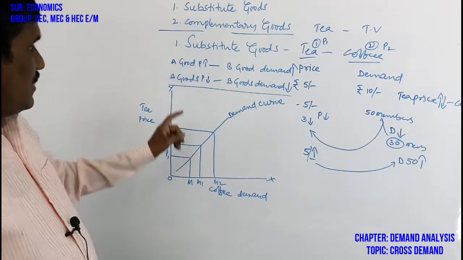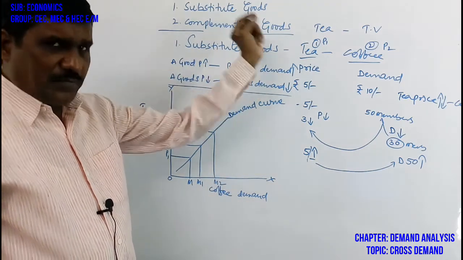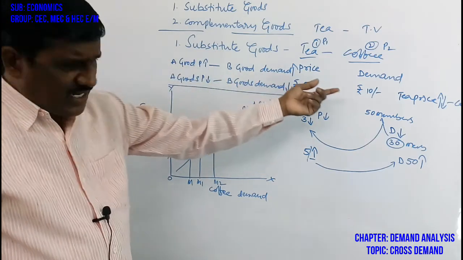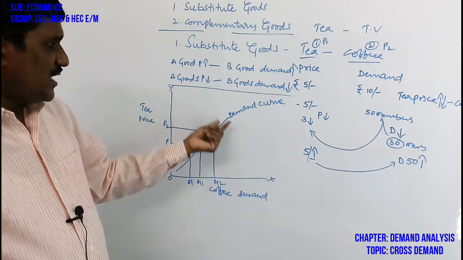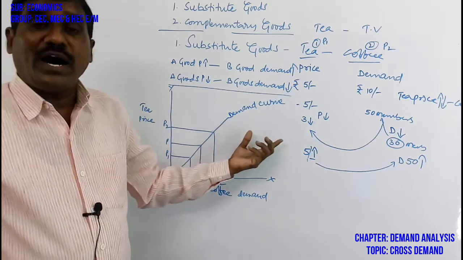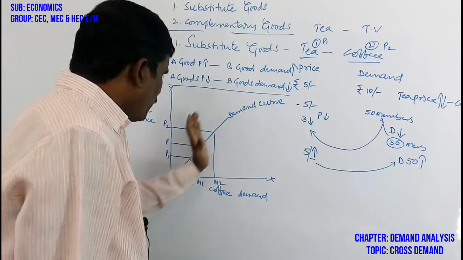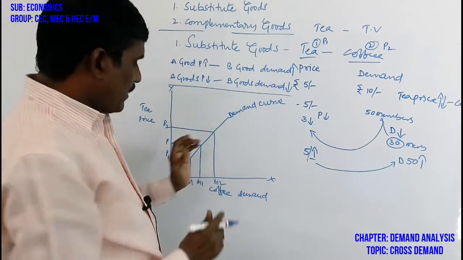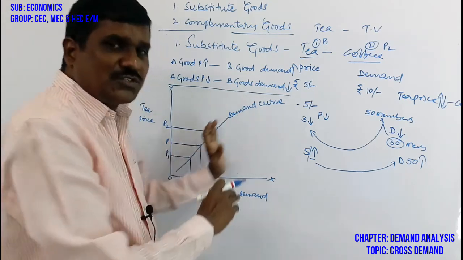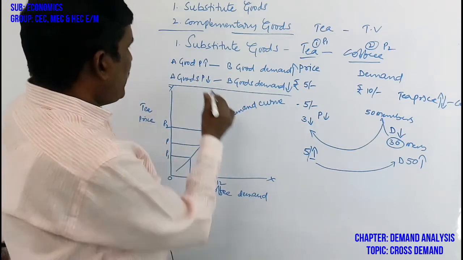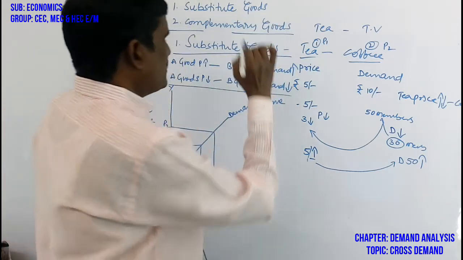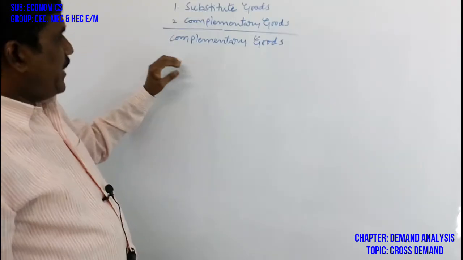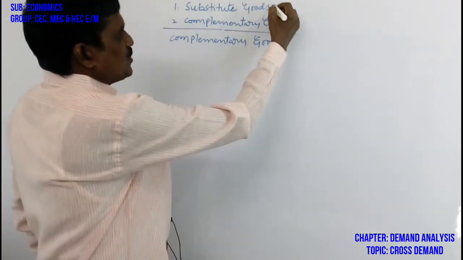Due to the substitution relationship between goods A and B, or tea and coffee, whatever they may be, the demand curve slope is positive. Positive means upwards from left to right. The demand curve slope is upwards from left to right, which is called positive. So this is the first one, substitution goods.